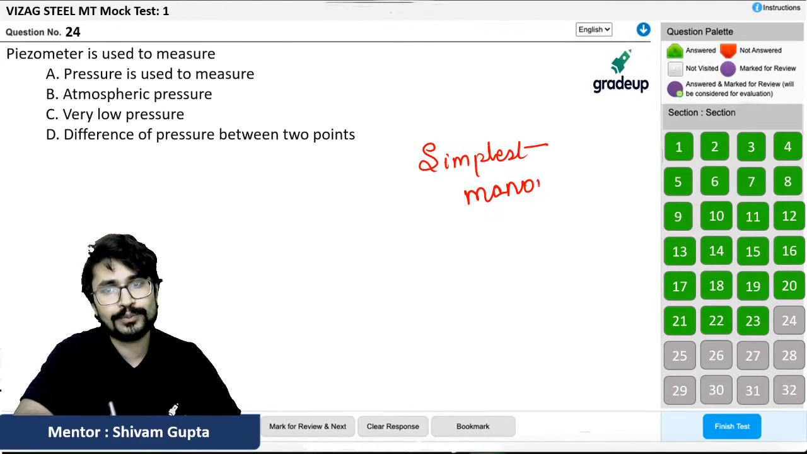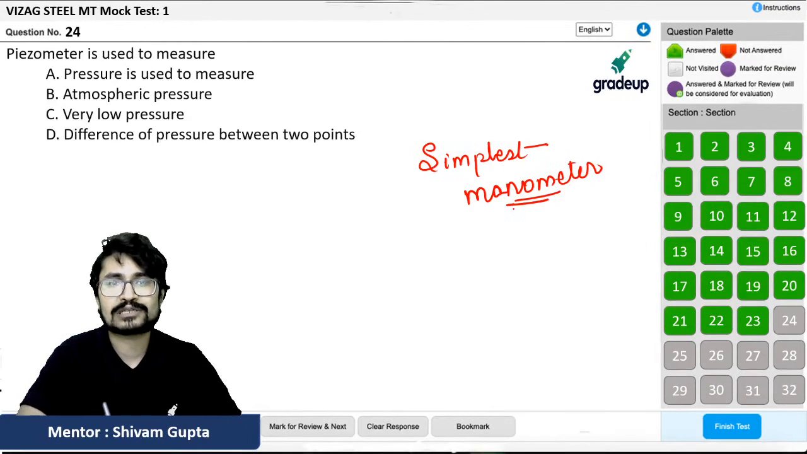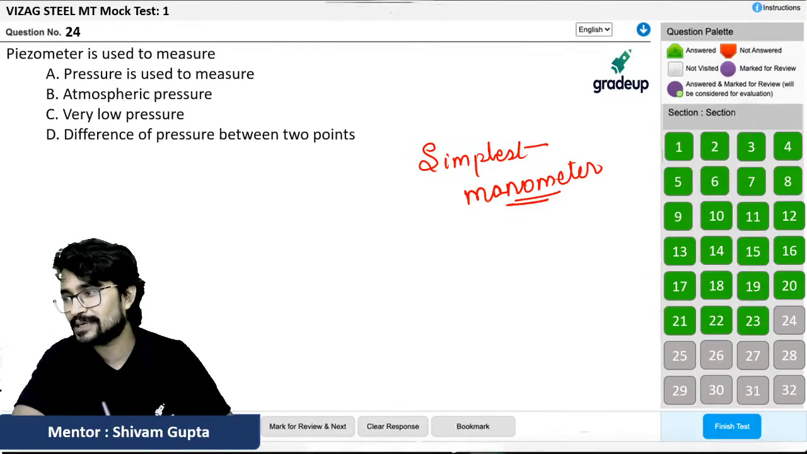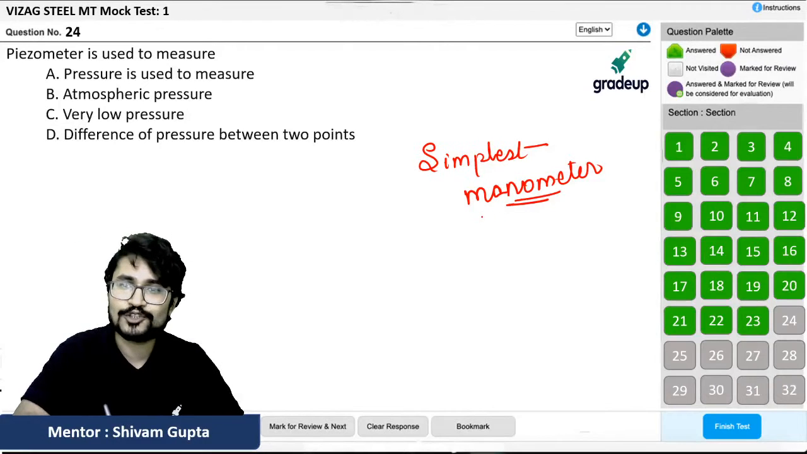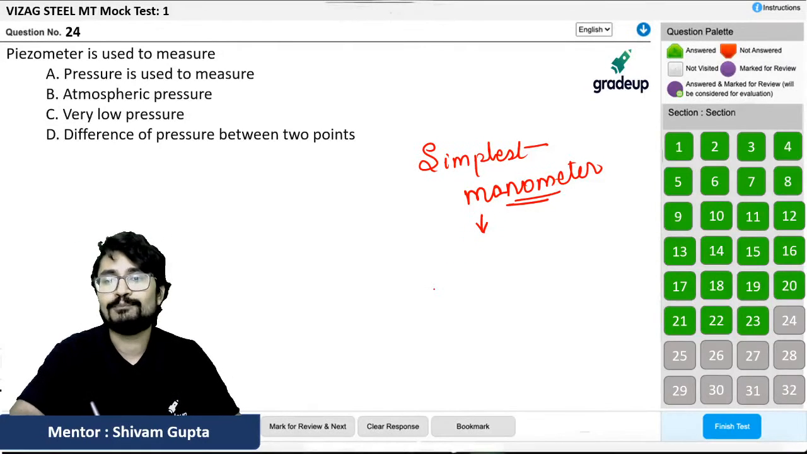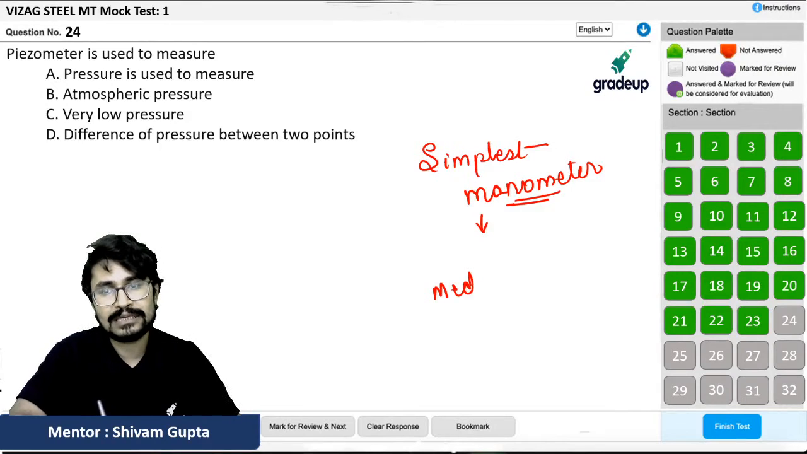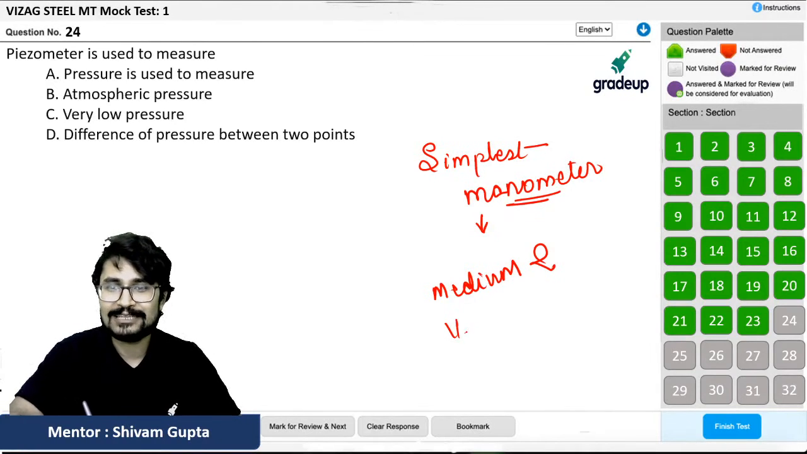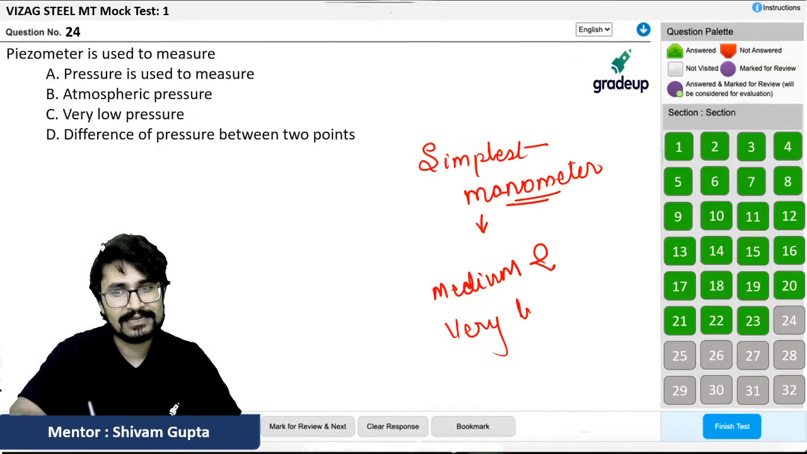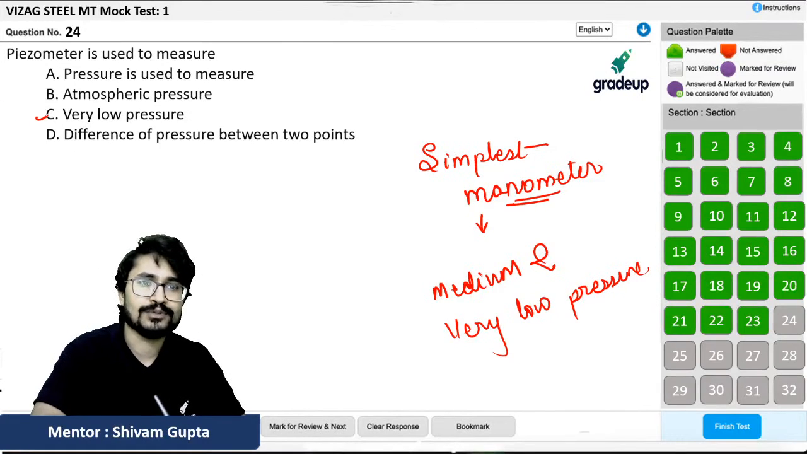Simplest manometer is what? The simplest manometer is the piezometer, and it is used to measure what? Medium and very low pressure. So the answer for this question will be option number C.